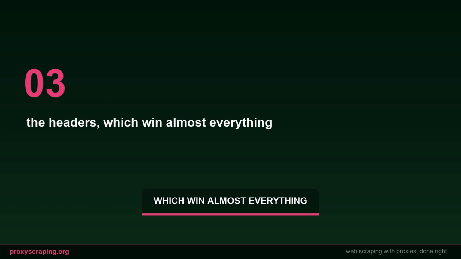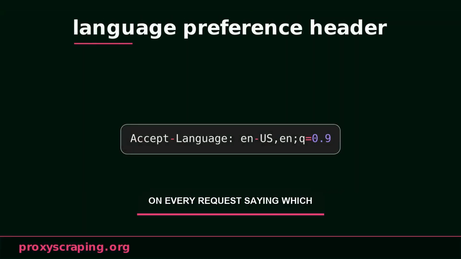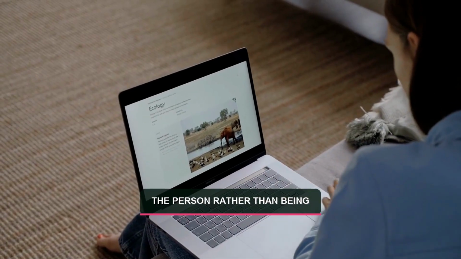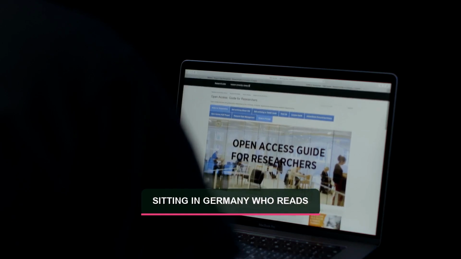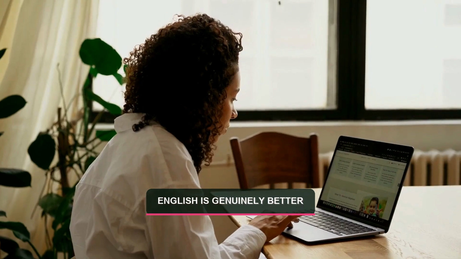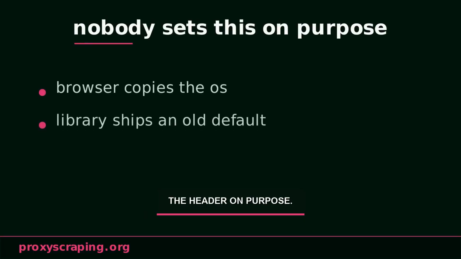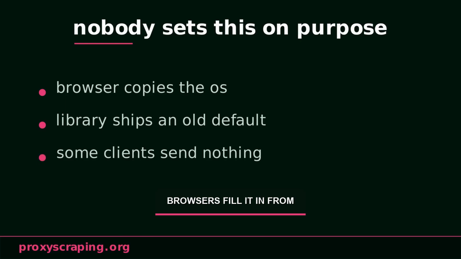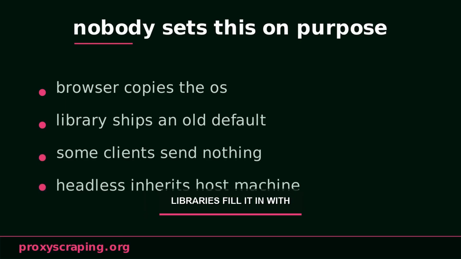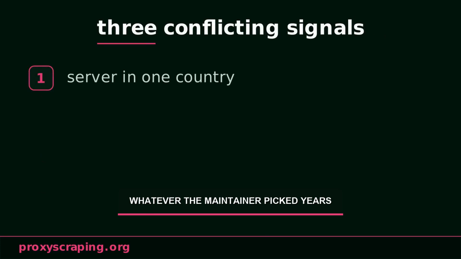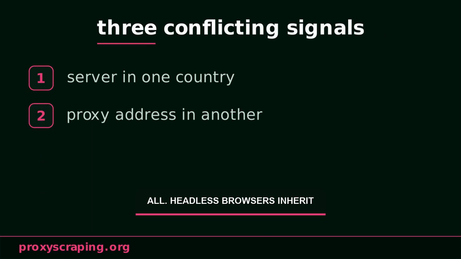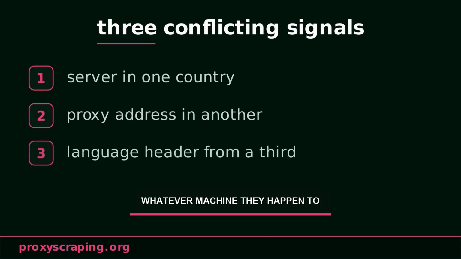The headers, which win almost everything. Your client sends a header on every request saying which languages you read and in what order of preference. A lot of sites treat that as the strongest thing they have because it comes from the person rather than being inferred about them. Someone sitting in Germany who reads English is genuinely better served the English pages. That logic is sound. The problem is that nobody sets the header on purpose. Browsers fill it in from your operating system. HTTP libraries fill it in with whatever the maintainer picked years ago, or send nothing at all. Headless browsers inherit whatever machine they happen to be running on.